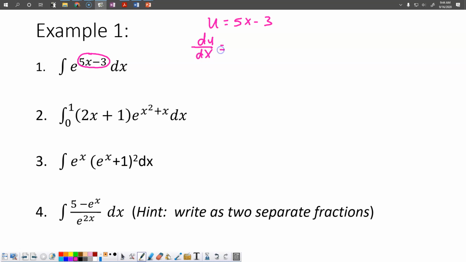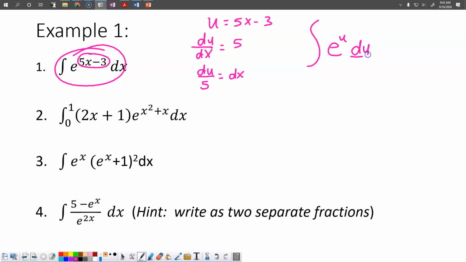Take that derivative. Dx by itself, and now we're going to go ahead and rewrite the expression here. It's now going to be the integral of e to the u du over 5, and then we're going to take that 5 out in the denominator there. We have that. So when you're doing integrals that involve e, most of the time the u is going to be the power. Okay, so we did all of our u substitution there.